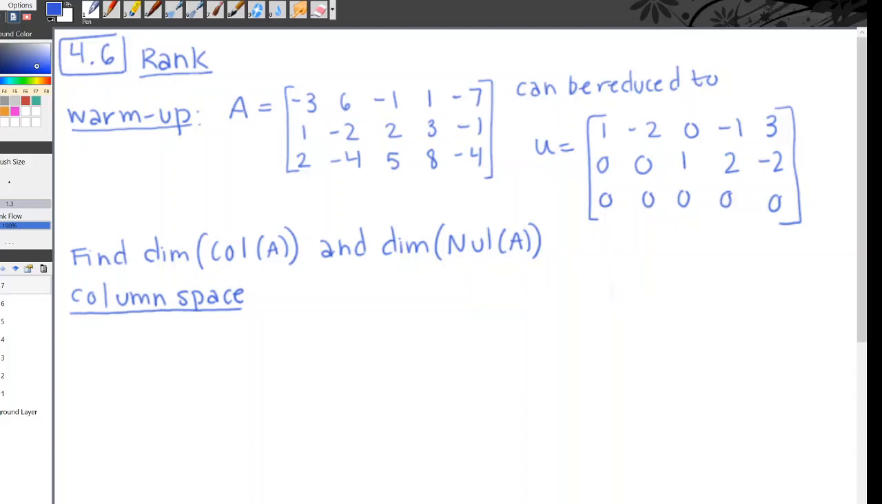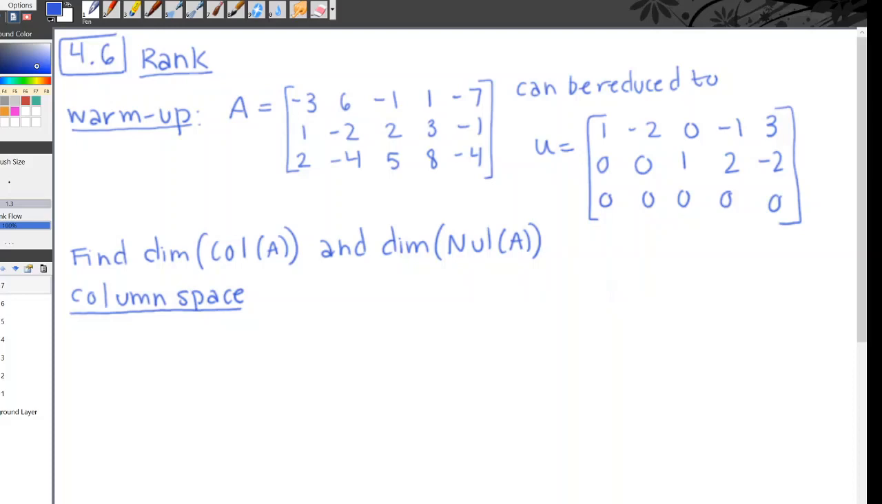So one thing that we talked about in the past was that when you're trying to find a basis for the column space, and of course, if we're looking for dimension, we want to find the basis, right? Because that's what tells us the dimension. So we discussed in the past that a basis for the column space is the set of pivot columns of the matrix. So I just want to quickly remind you why that is.